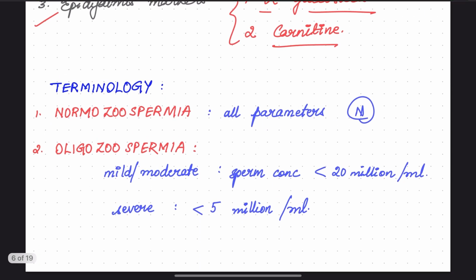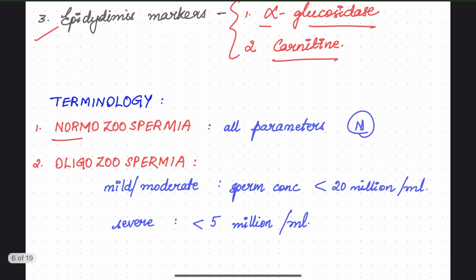Let us see the terminology involved in semen analysis. Firstly, the normal one: normozoospermia. Normo means everything is normal. All the parameters are normal: normal count, normal motility, normal sperm concentration, normal morphology, normal pH, normal volume, normal viscosity. Everything to do with the semen is normal.